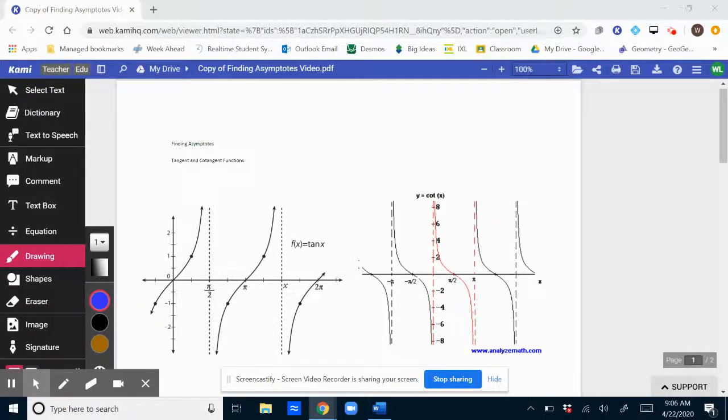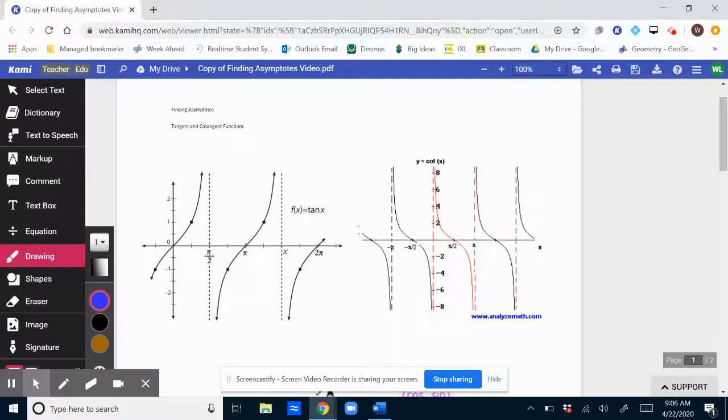Hey guys, today I wanted to talk about asymptotes. So, as you noticed last class, tangent and cotangent functions always have vertical asymptotes and they repeat. There's actually an infinite amount of them. If we kept graphing to the right and to the left, every period there's another asymptote.